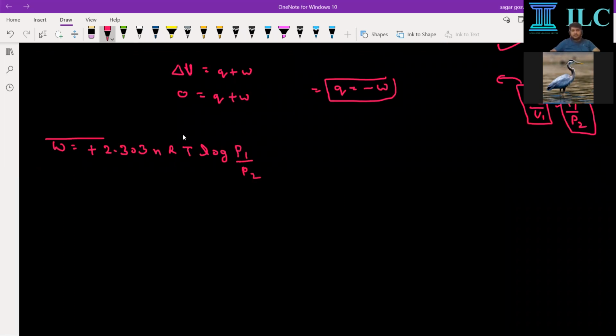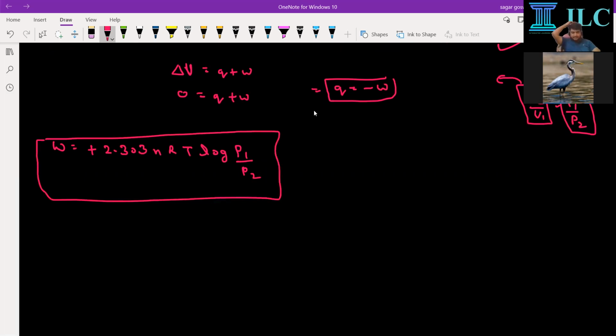P1 by P2. Can you try to find it out? I'm already telling you log 10 is equal to 1. 2.303. N is how many moles I have given? 2 moles. Pressure is 1 initially and 10 finally. Just find the work done first, then automatically you will get Q.